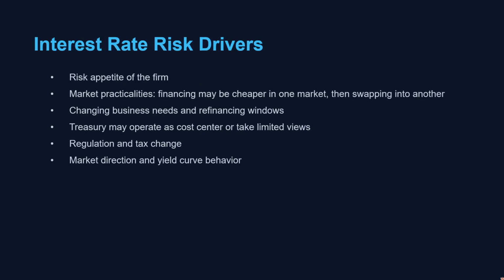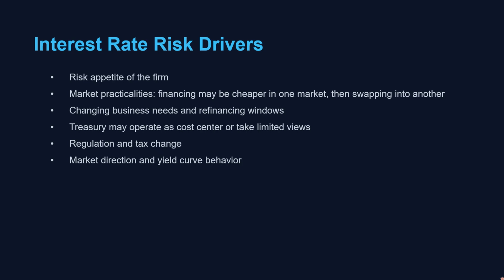We have to remember that interest rate risk management is more complex than simply predicting rates. A firm's approach to rate risk depends on its risk appetite. Does management want stable interest expense? Does it prefer floating exposure because it expects rates to fall? Or is the goal to align debt sensitivity with asset sensitivity?